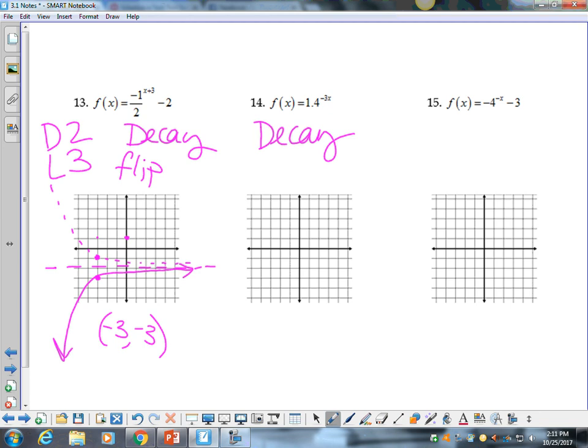Okay, any shifting? You see plus something outside the function or minus something, or plus or minus something inside the function. There's no shifts. That 3 just makes us decay faster. We're not worried about that, okay?